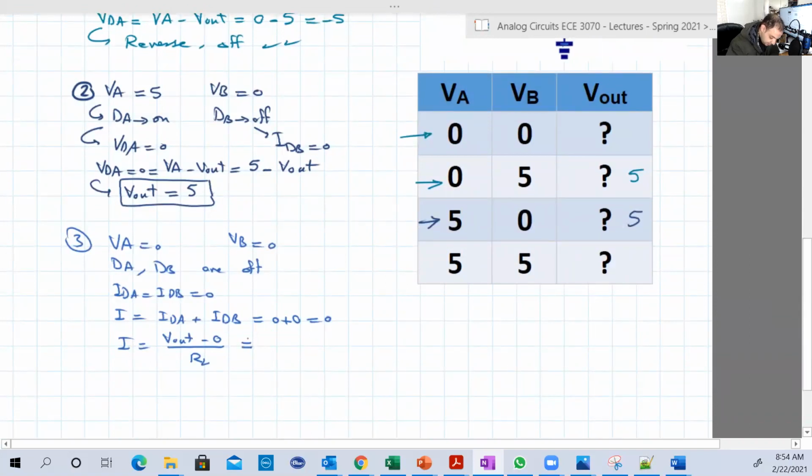So basically here, this is of course 0. So V out will be equal to 0. Just multiply by RL, then add 0 to both sides. So V out will be 0. So in that case here, V out is 0.